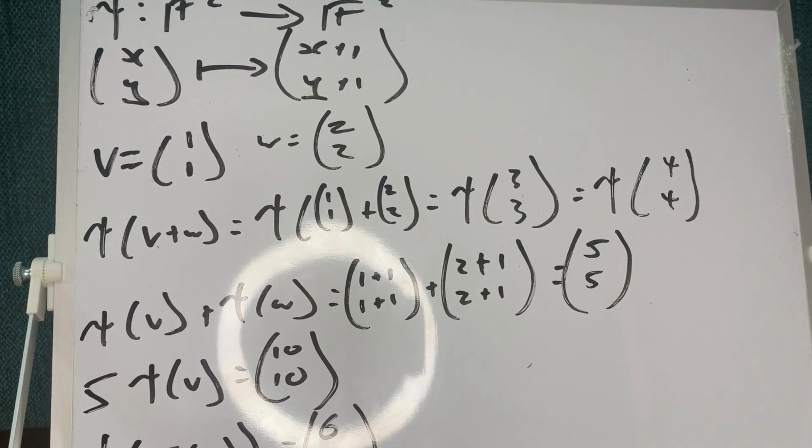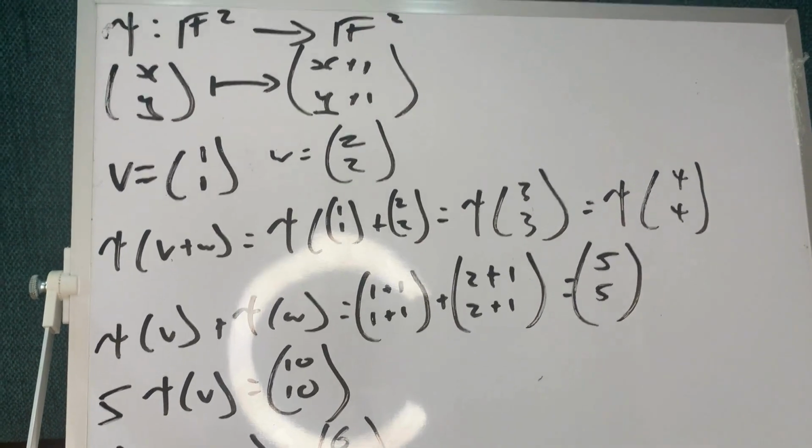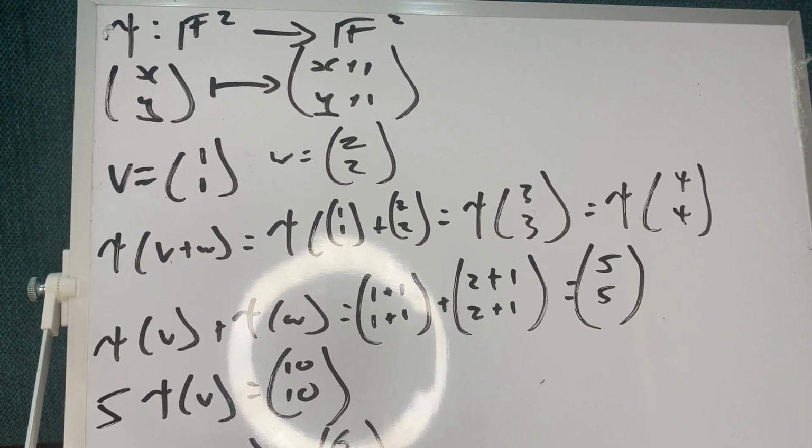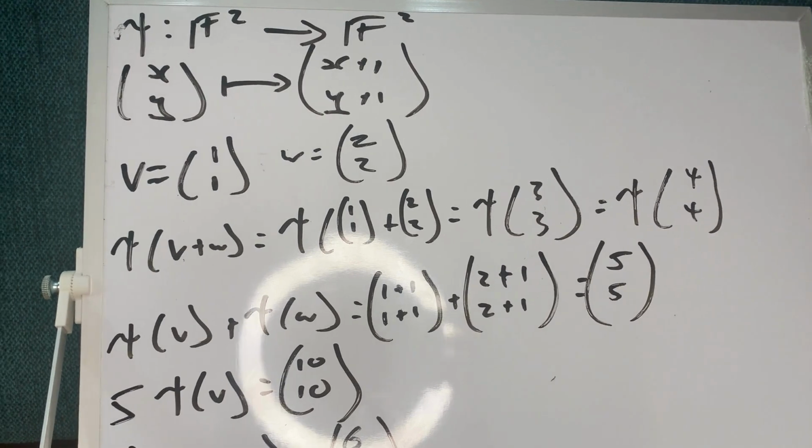Okay, so let's look at an example. We've got a linear map. Well, actually it's not linear, we're going to find out if it's linear. We've got a function from F squared to F squared, and I've given the rules of the function. Basically, you've got a vector x, y, and it's going to send it to x plus 1, y plus 1. So pretty simple. We're going to look at a few instances of what this does, and then we'll get an idea of what's going on.